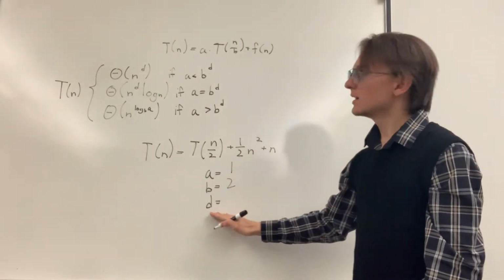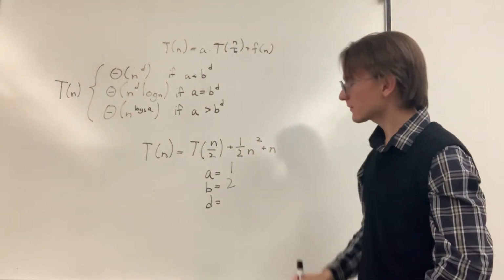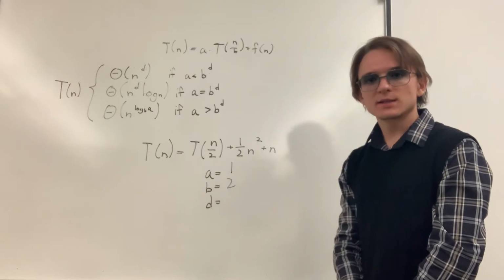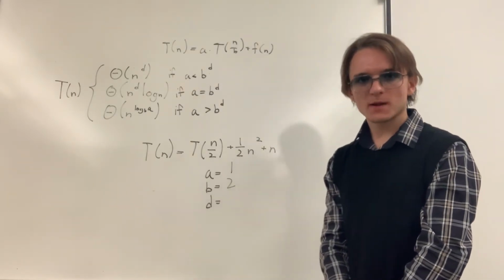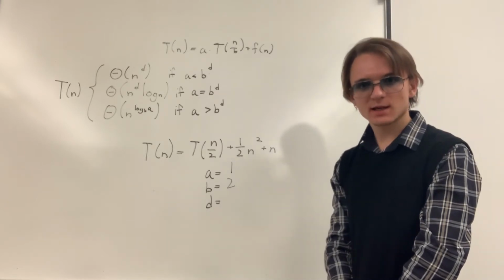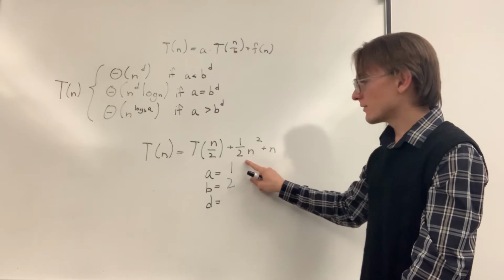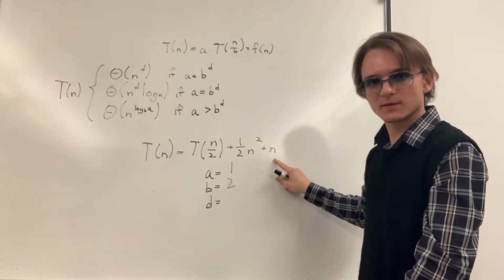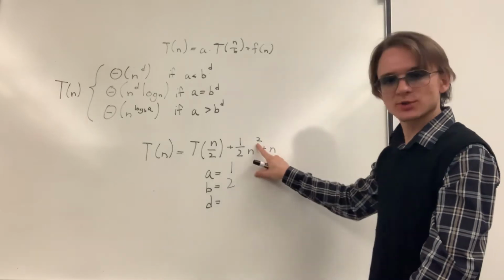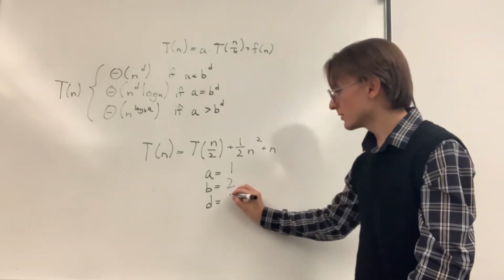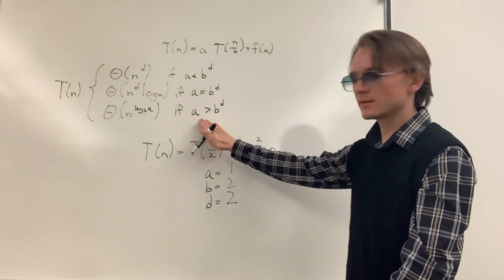Our d is not listed up here, but it belongs to the f of n. The d is the exponent of the most quickly growing component of that part of the equation. Here we have 1/2 n squared plus n. The most quickly growing exponent would be this 2 right up here. So d is 2.